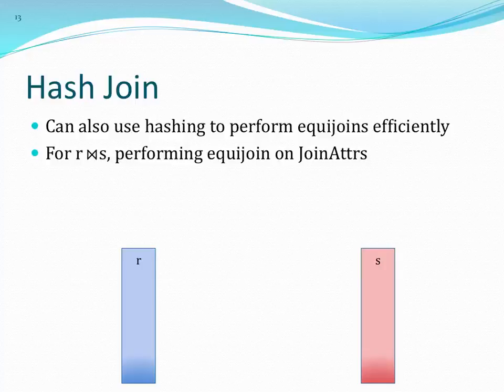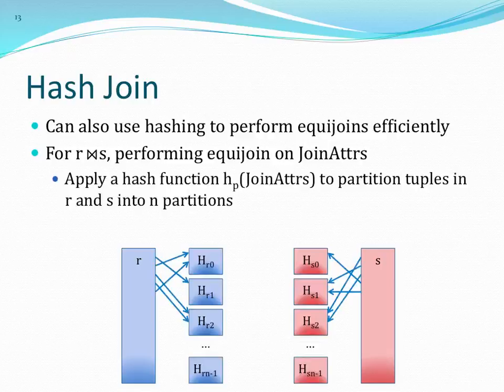So like it says here, for R join S, we're performing the equijoin on some set of attributes. We'll call them the join attributes. And what we do is we apply a hash function. You can see that we call it H sub P. The P stands for partition. So this is a partitioning hash, and we apply it to R, hashing R into some number of partitions, and we also hash S using the same hash function into some number of partitions as well. You can see that it will generate the same number of partitions.